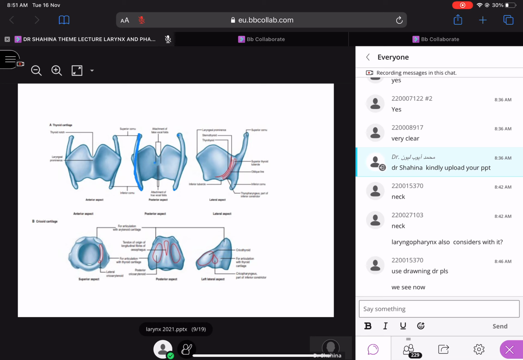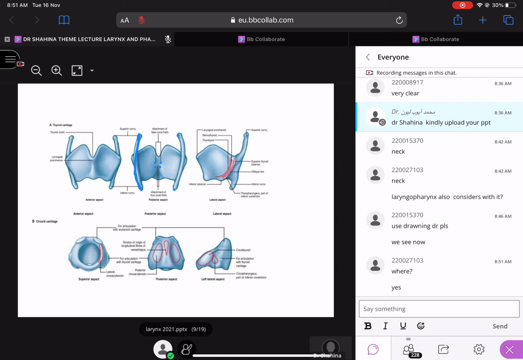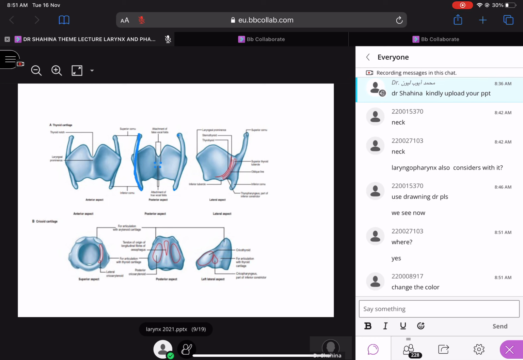So here will be the attachment of your vocal process and the vocal cord. Okay, so above will be for the vocal process. Can you see this dot I made just now? And here will be the below. Now I'm making this for the vocal cord. Okay. Got it? I will try to expand this a little bit. Is it clear now? Change the color.